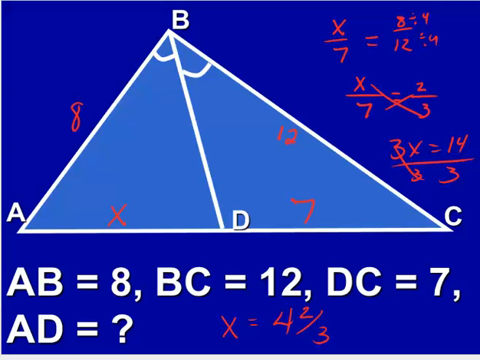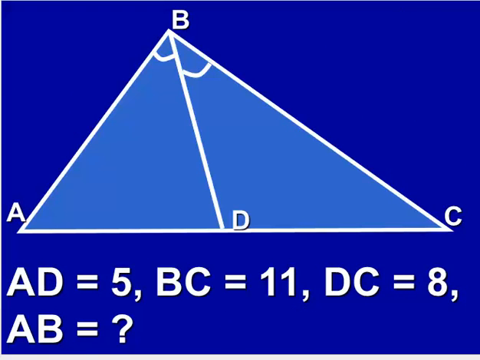Let's try another one of those. This time I know that AD is 5, BC is 11, DC is 8, and I'm looking for AB, and we can change which piece you're looking for. It just changes what you call X. So we're going to do AD over DC, so 5 over 8. We did left over right, so with our corresponding sides, we're going to do left over right, so X over 11.